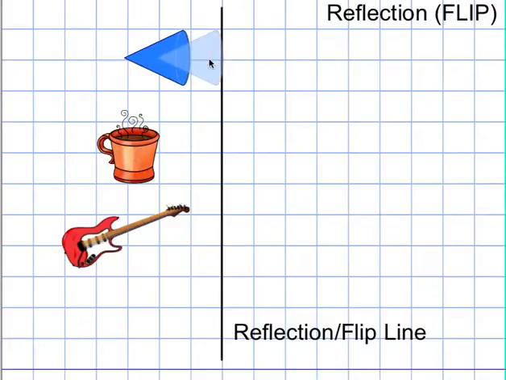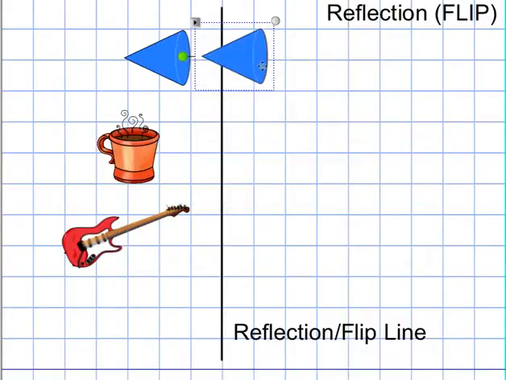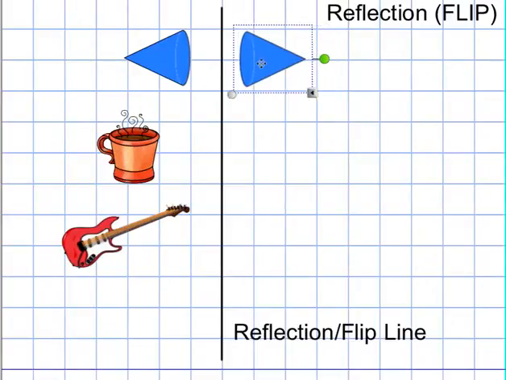So I have this shape here. Now what's nice about the smartboard activities is I have a function that says flip, so I can automatically flip it like this. Now when we flip this over, it's almost like a mirror image.